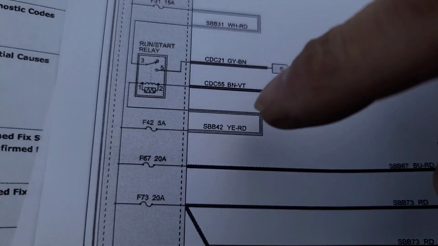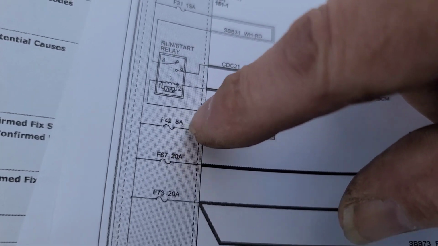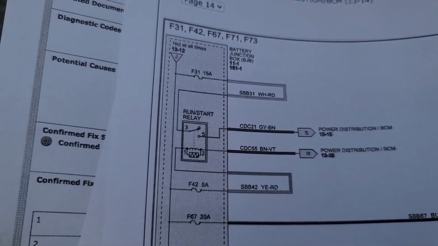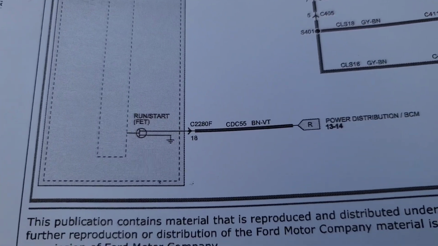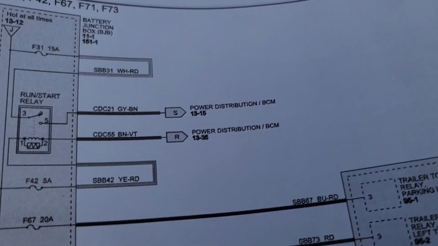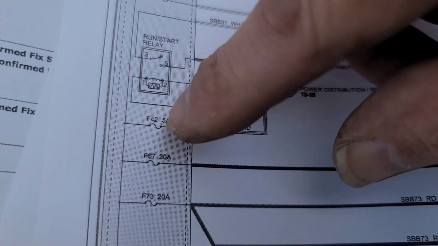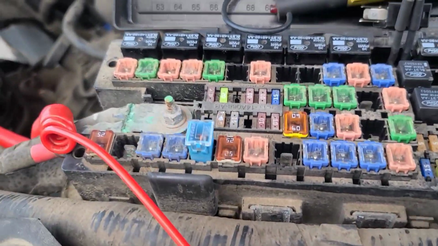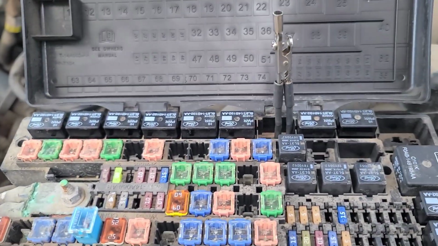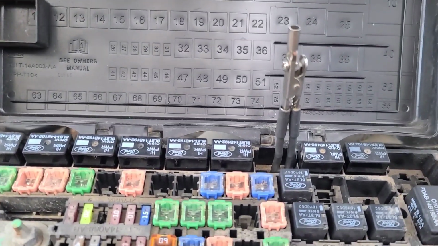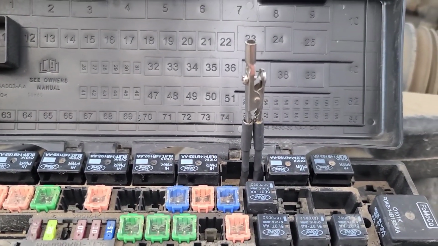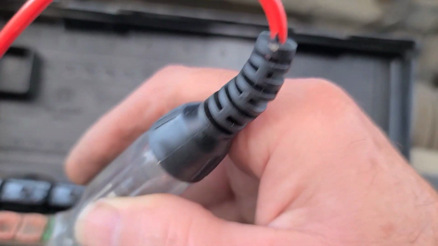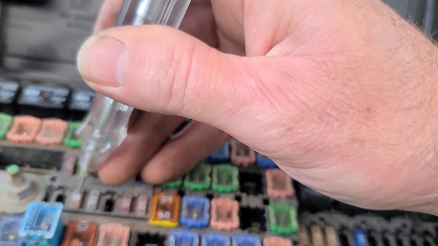That relay is powered up by fuse 42 and ground side controlled by this circuit here, which is the field effect transistor in the BCM. Brown violet, brown violet. So let's check fuse 42. That should be hot at all times. Which one is 42? Starting to get dark outside. 42 is down here. 41, 42. This one here.